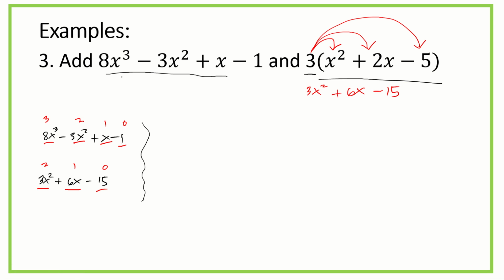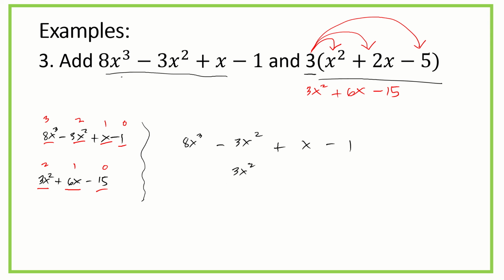We just have to copy our first polynomial, 8x cubed minus 3x squared plus x minus 1. Now consider each term in our second polynomial and make sure that you will align the like terms or similar terms. 3x squared, the literal coefficient is x squared. And it's the same here. This is also x squared.